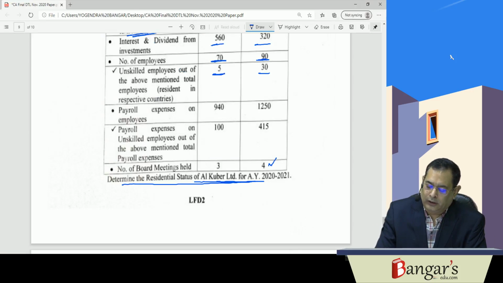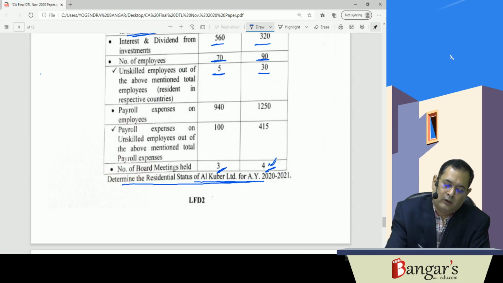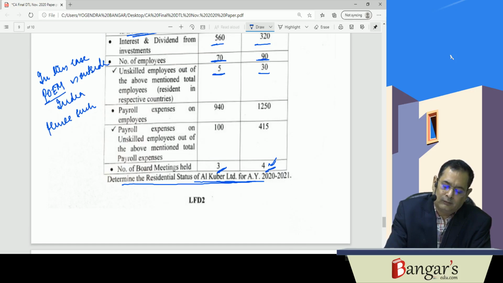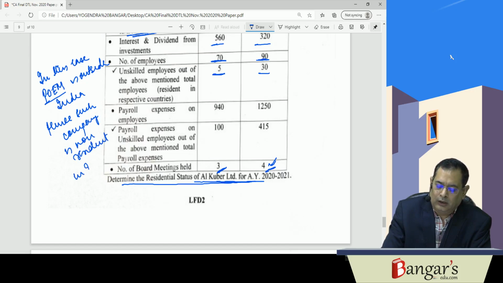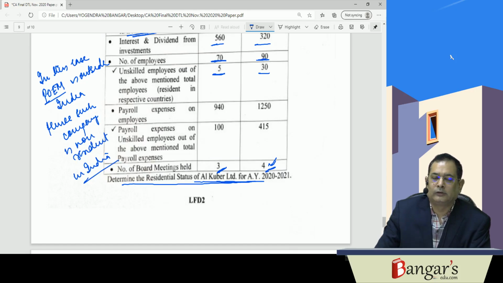Besides this, in comparison, 3 meetings are held in India and 4 meetings are held outside India. So the majority of the board meetings are also outside India. In this case, the place of effective management is outside India. Hence, such company is non-resident in India during the current financial year.